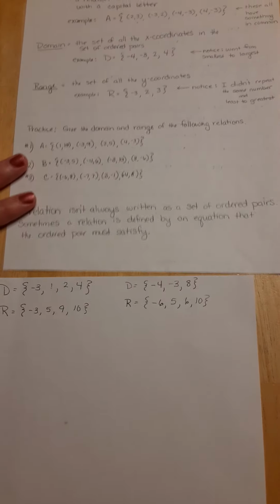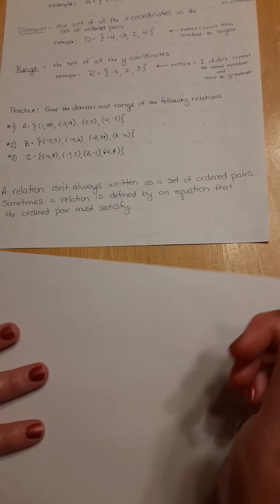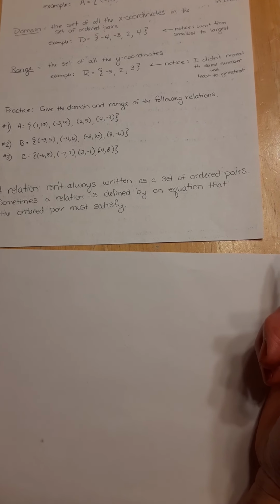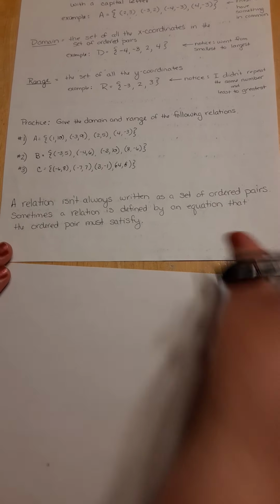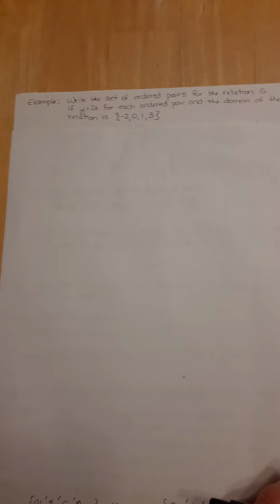Now remember, a relation isn't always written as a set of ordered pairs. Sometimes the relation is defined by an equation. And our job is to find the ordered pairs for that set. And so that's what we're going to be working on next here. So here I have my example. And my example says, write the set of ordered pairs for the relation G.